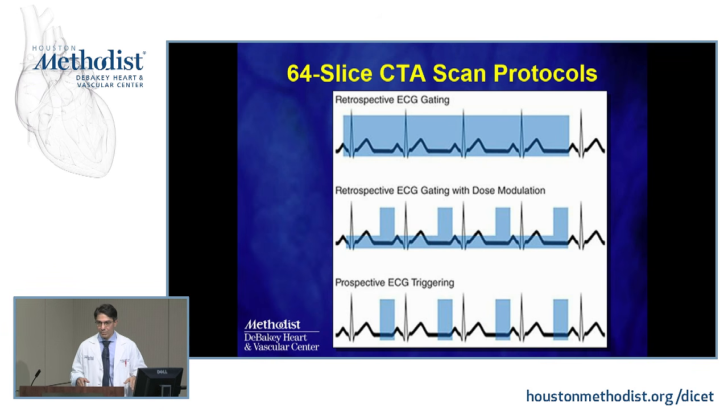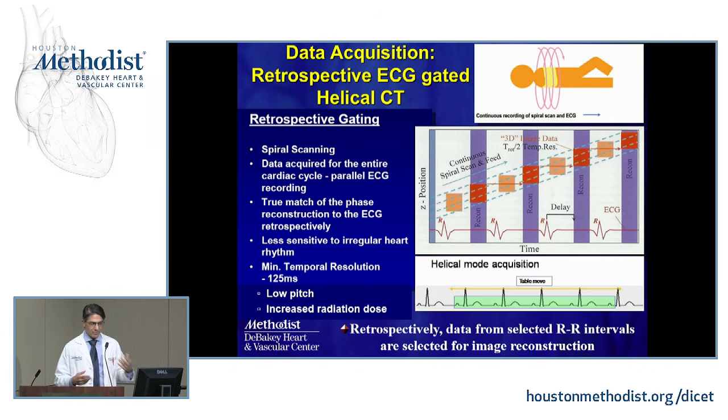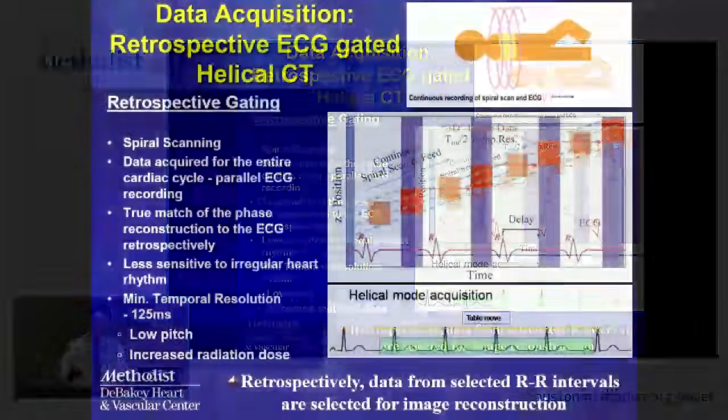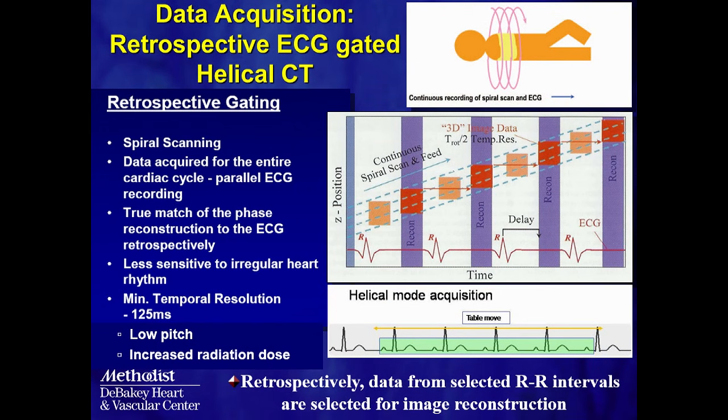Let's just turn it off completely, and that became prospective scanning. So you only delivered radiation at this phase of the cardiac cycle where you wanted to image. And the next few slides will be a little bit more detailed about that. In retrospective scanning, you're delivering radiation throughout the cardiac cycle.